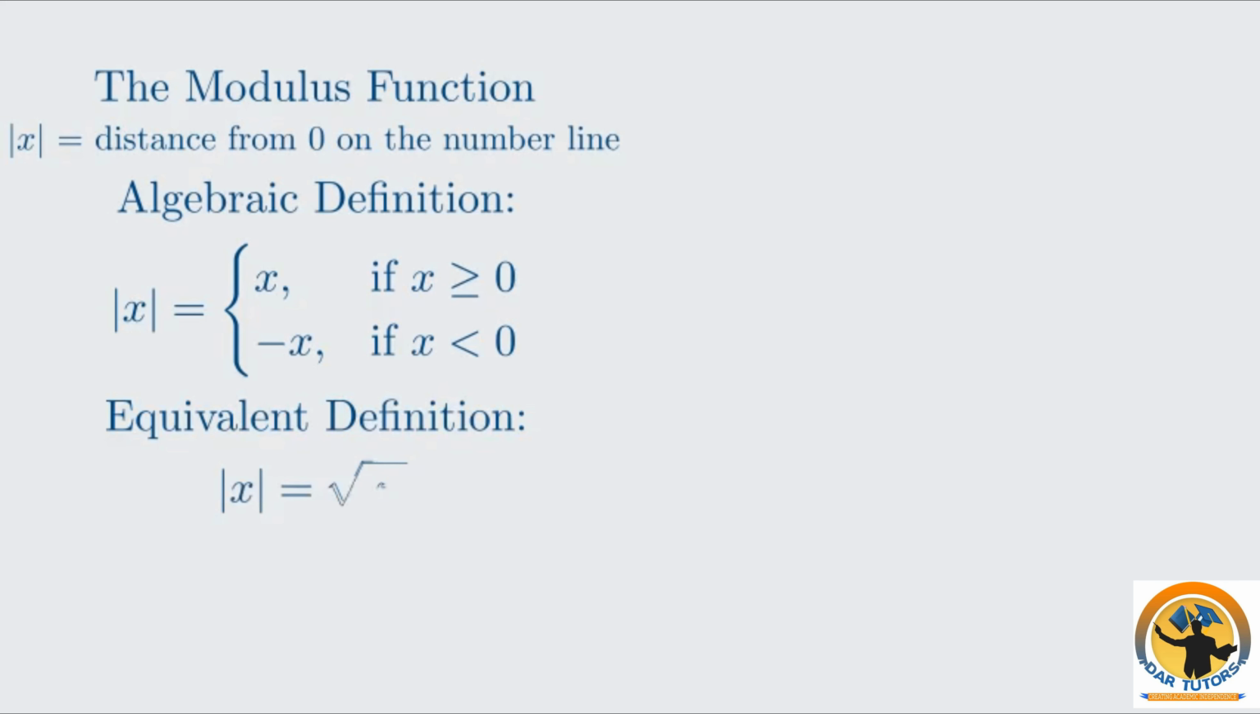An equivalent and very useful definition is that the modulus of x is the square root of x squared. This definition is particularly helpful in proofs. For example, the modulus of 7 is the square root of 7 squared, which is the square root of 49, or 7. The modulus of -5 is the square root of (-5) squared, which is the square root of 25, or 5. Both definitions give us the same result.